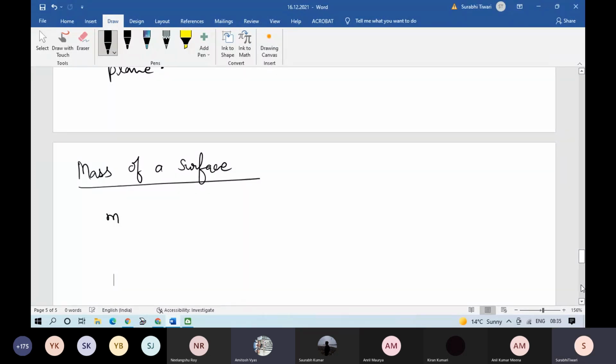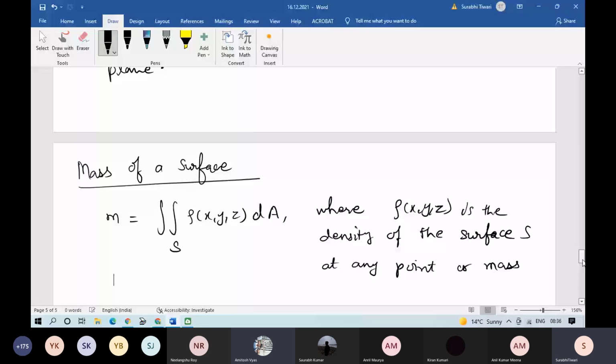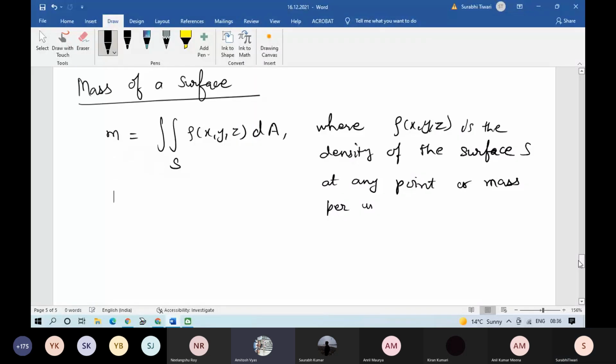Now, what is the mass of a surface? M is the double integration over the surface S of rho(x,y,z) dA. Now, what is rho(x,y,z)? It is the density of the surface S at any point, or mass per unit area, per unit surface here.